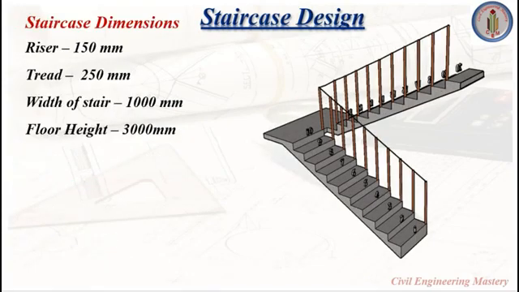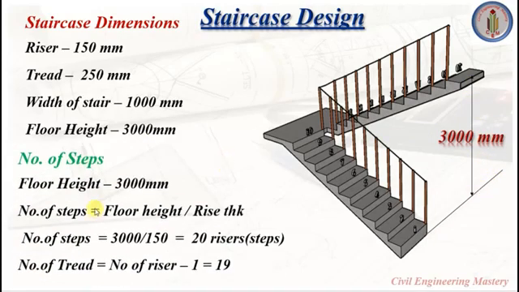How do we arrive at the number of steps? Let's see with a small example. Let us consider the staircase dimensions: riser as 150 mm, tread as 250 mm, width of stair is 1000 mm and floor height is 3000 mm. Floor height we can consider as from ground level to first floor level, it is 3000 mm. Let's calculate the number of steps now.